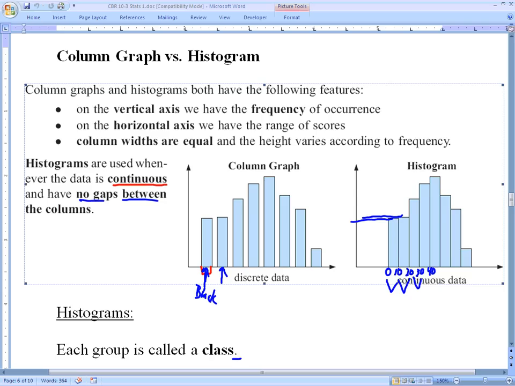And we often call that interval a class. So each one of those groups is a class. So again, main differences: column graphs can be used for discrete or categorical data. Histograms should be used for continuous data. Column graphs generally have gaps in between. Each bar represents one specific piece of data. Histograms, the bars touch each other. The x-axis should be like a number line, and each bar represents an interval of data, or a range, or a class, or a group.